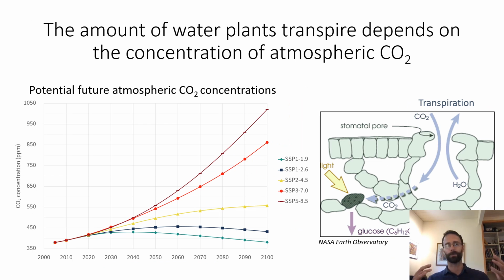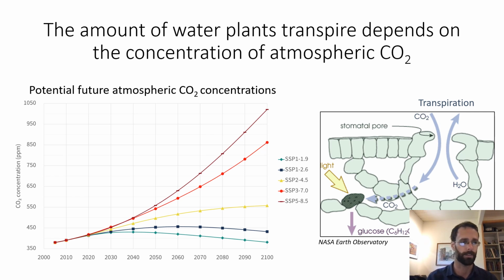All right, so why do we care about the impacts of CO2 on plants? Well, the CO2 concentration, as we all know, in the atmosphere, is increasing. It's currently in excess of 410 parts per million, and it's projected to increase in the future as well.